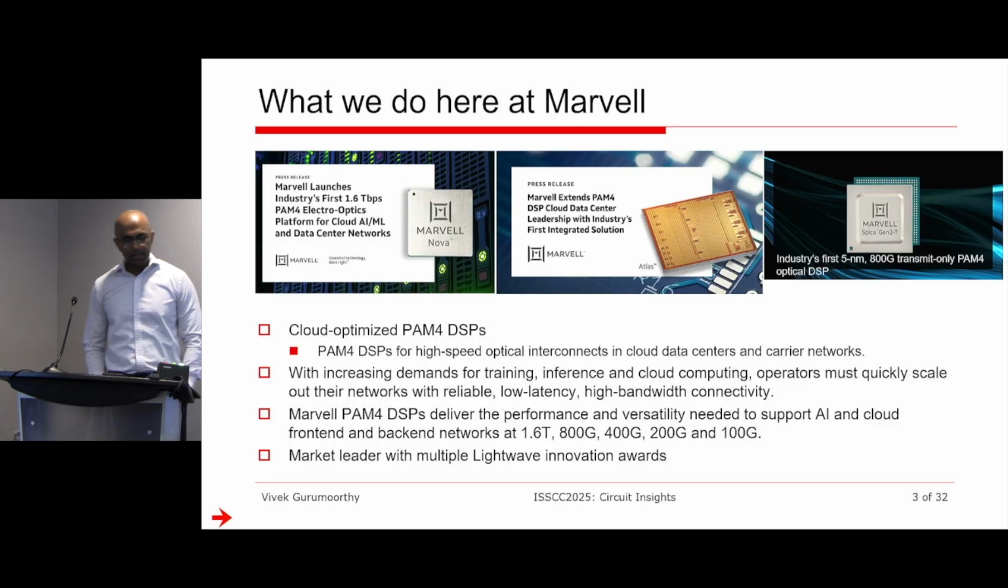So we basically design chips that go into these data centers. We'll briefly touch upon where these things go in and how it's being used. So basically, we design chips for front-end and back-end networks, which are communicating at up to 1.6 terabit per second, all the way down to 100 gigabits per second. So it's not in a single lane, but a single lane can go somewhere from 50 gig to 200 gigabits per second. And we'll see how we do that, right?